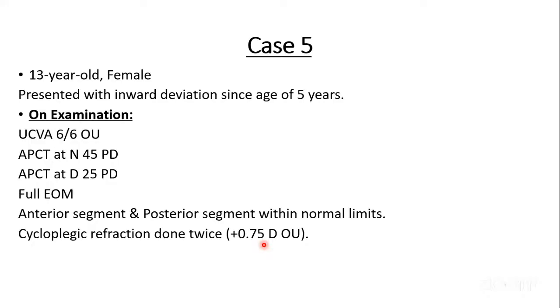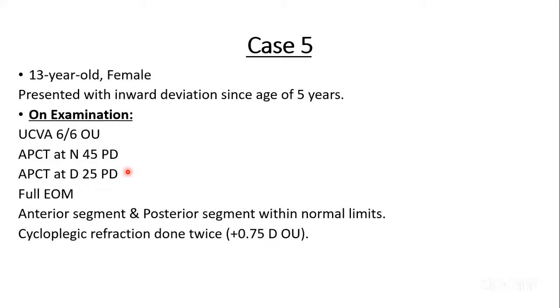So what can be done for this patient? We can give prism to this patient. Is it a final treatment or a temporary treatment? It's temporary. And would you give a prism for the 45 or for the 25? I think for the 45 it should be given. I'm not sure, but then for distance the patient will have exo, am I right? So I think prism here will not be a very good option.